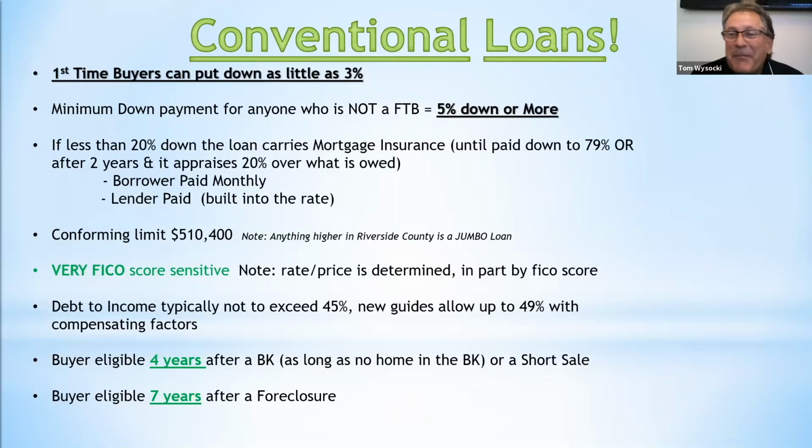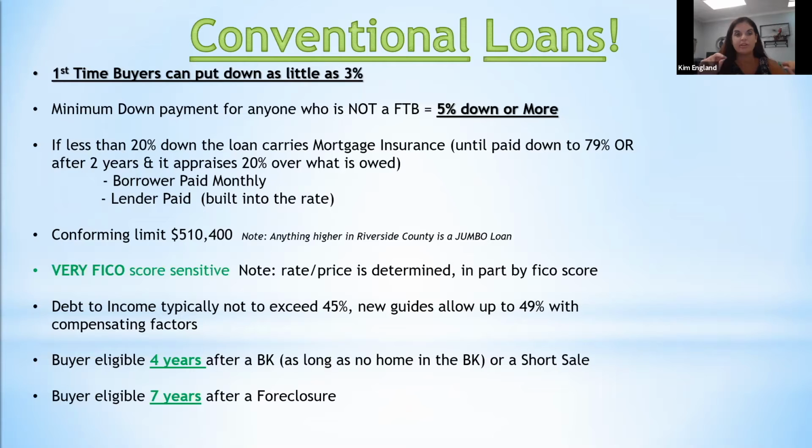Okay, thank you. So you've got conventional with as little as 3% down. If they're not a first-time buyer, then 5% is your minimum, period, and always up from there. More is always okay. It takes about 20% down to lose mortgage insurance altogether. If someone's putting less than 20% down on a conventional loan, that monthly mortgage insurance will eventually drop off. They do not have to get rid of it.